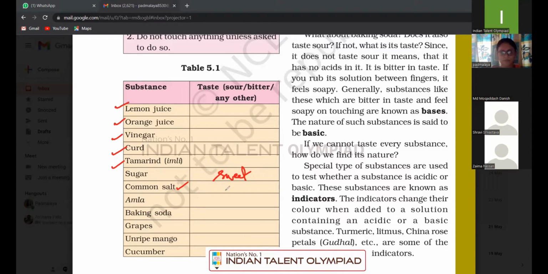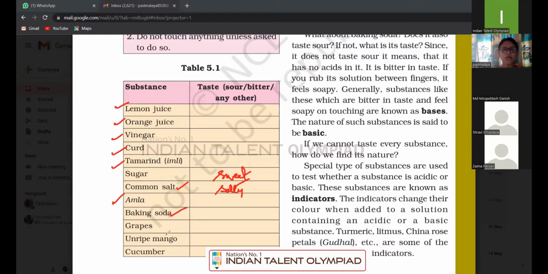Ma'am, sweet only. Salt. Salty. It is, ma'am, salty. Yes, ma'am. Common salt, which we call sodium chloride, will taste salty there. And amla is nothing but what we call gooseberries. These amla will also taste sour, which contains acid in it.